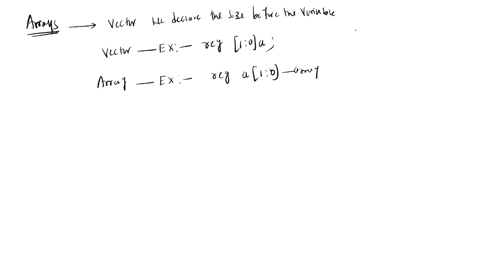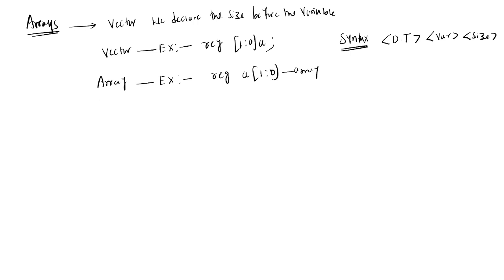So the syntax is: you have the data type, variable, and size. Did you understand the difference between vectors and arrays?